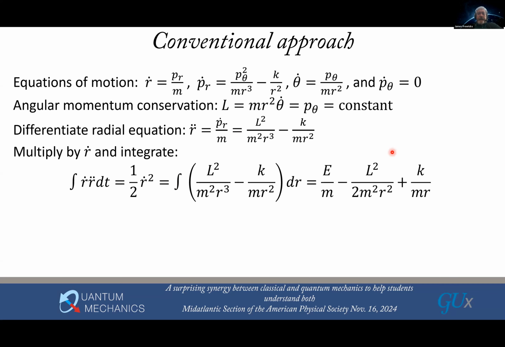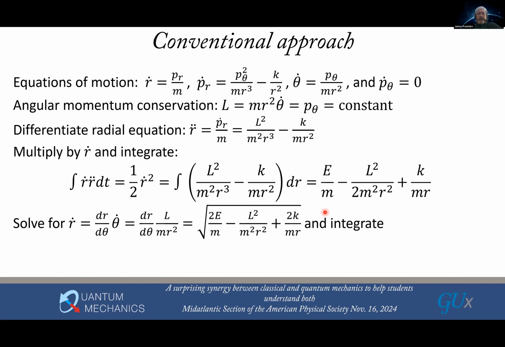And so from that, you get energy conservation. The constant that comes out of the integration is the energy. And then you get these other terms that contribute along with the kinetic energy to the total energy. We then solve for R dot, which we're going to rewrite as dr d theta times theta dot. And then using the fact that theta dot is related to angular momentum, we bring in an L over mr squared. And then that is equal to the square root of this. So square root of 2E minus this.